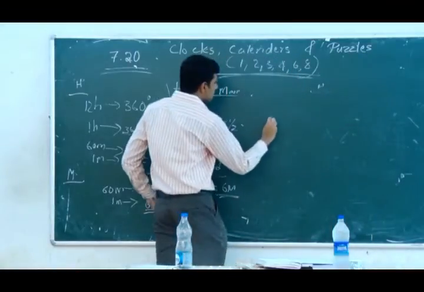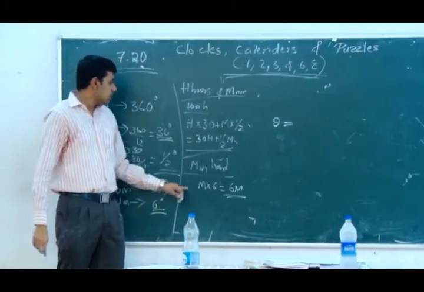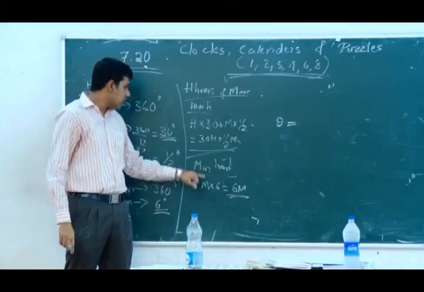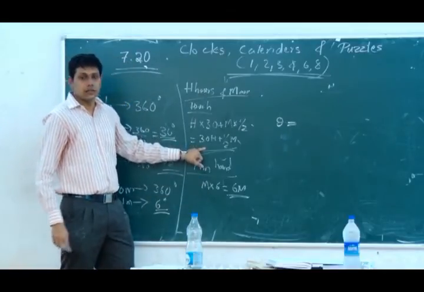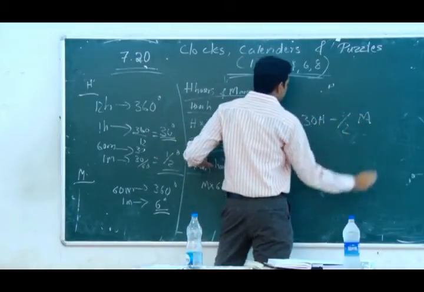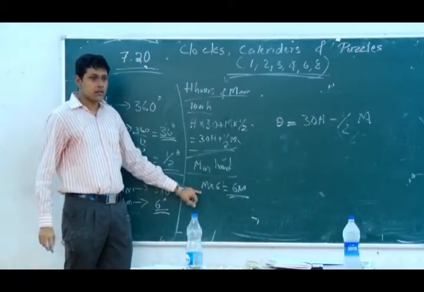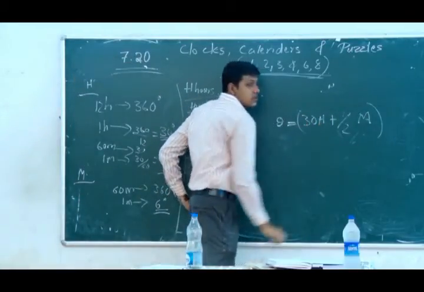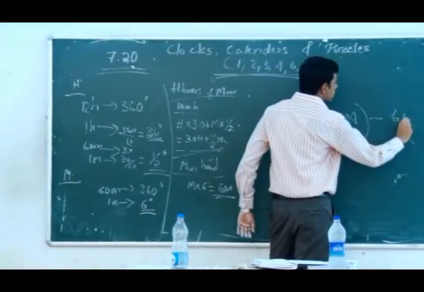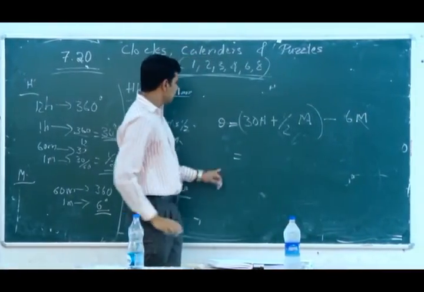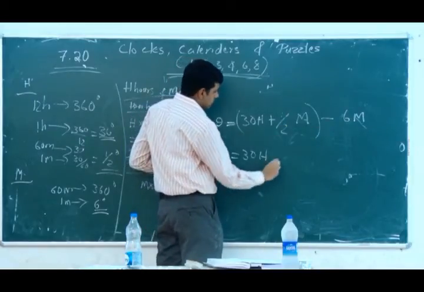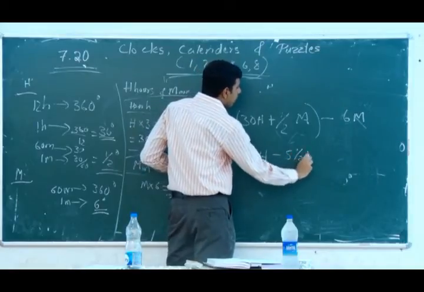We denote this angle as theta. Theta is equal to the distance moved by the hour hand minus the distance moved by the minute hand. The distance moved by the hour hand is 30h plus half m, minus 6m. So theta equals 30h plus half m minus 6m, that is 30h minus 5.5m.